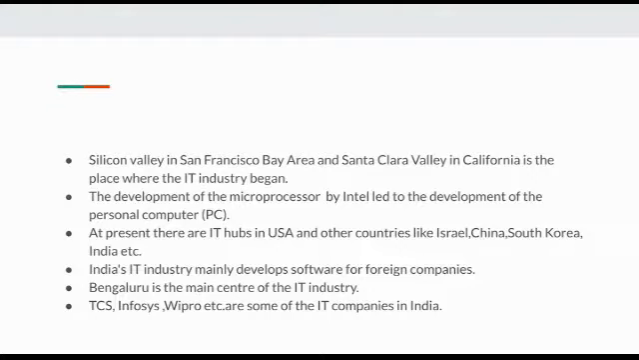But it did not start only in America, in California and San Francisco. The development of the microprocessor by Intel changed things and spread IT to other countries also, not only America. At present there are IT hubs not only in the USA but in other countries like Israel, China, South Korea and India, where some of the leading IT companies are.